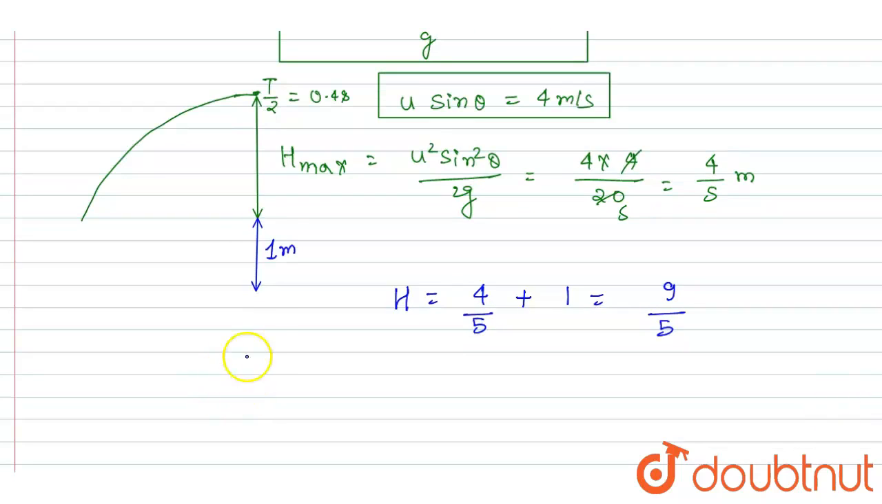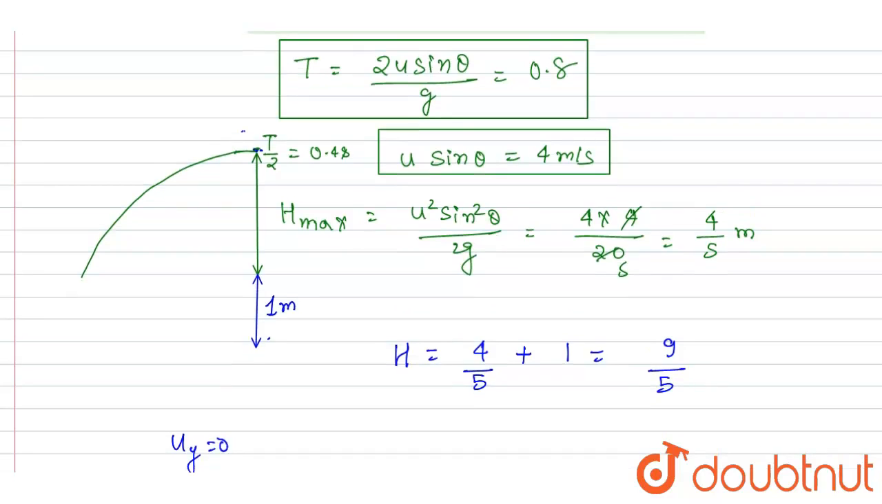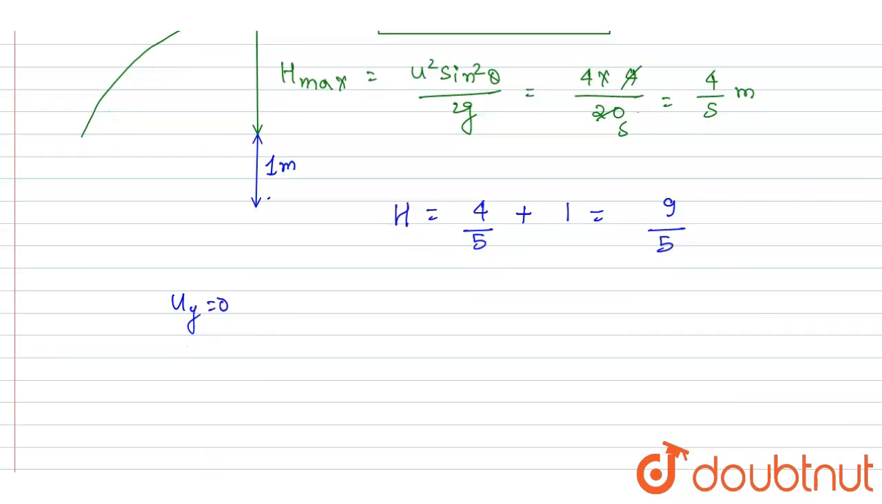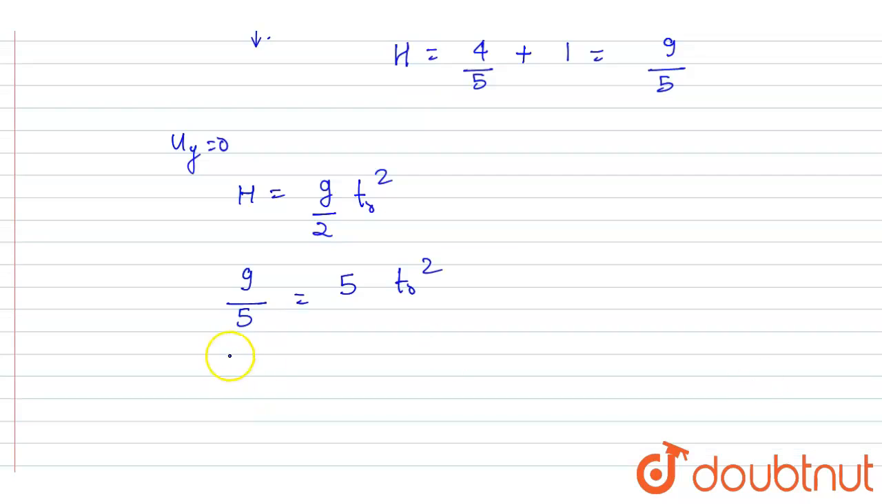Now, using the second equation of motion, you will get the time to travel from the maximum height to the ground. The initial velocity at this point is 0. So I write h equals half g t naught squared, where t naught is the time to hit the ground from the maximum height. Since u is 0, put the value of h as 9 by 5, and g by 2 is 5, so 5 t naught squared. You can see t naught is equal to 3 by 5 second.